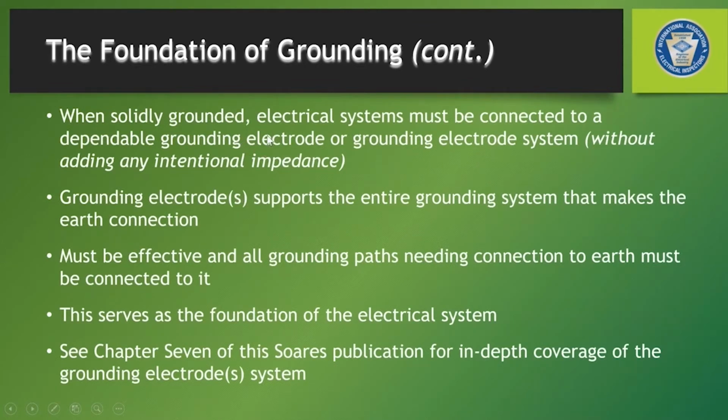When we solidly ground our systems, and that's a very common method of doing it, we're connected to ground through our grounding electrode conductors, ultimately getting to our grounding electrodes or grounding electrode system, and we haven't added any intentional impedance. So all my grounding electrodes are going to have to be bonded together. We're going to see those rules when we get to 250.50, and that's the foundation of our electrical system.